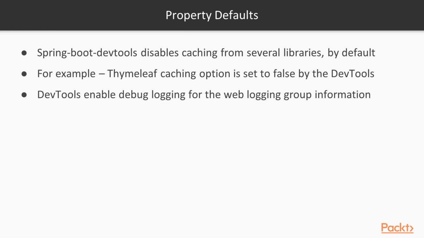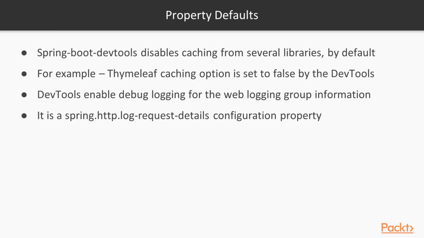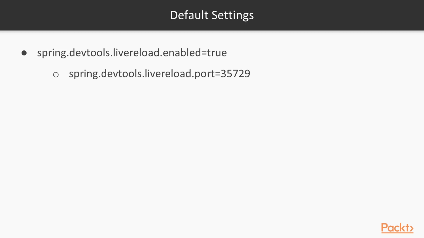They also enable debug logging for the web logging group. For example, information about incoming requests is logged, what handler is used, and the outgoing response is logged. If you wish to log all request details, including potentially sensitive information, you can turn on the spring.http.log-request-details configuration property. Here you see the default settings of DevTools.